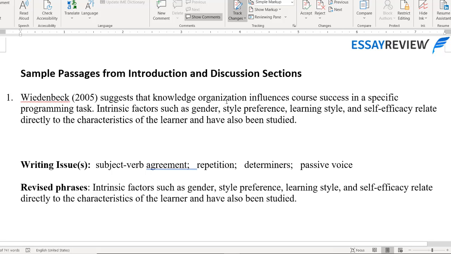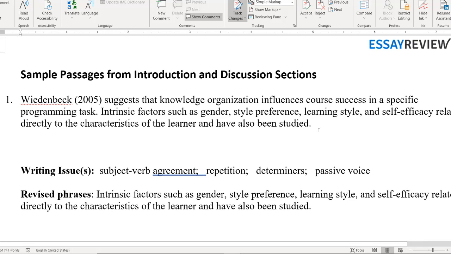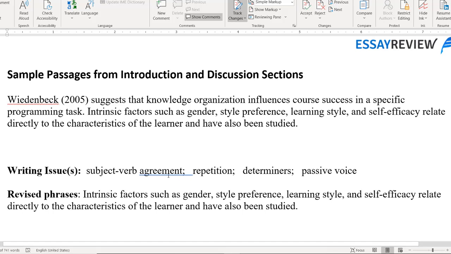Weidenbach, 2005, suggests that knowledge organization influences course success in a specific programming task. Is there anything wrong with that sentence? I think it's okay. These are actual samples. I've modified them a little bit, but I think this one's okay, but could we make it better? What should be first? Okay. Weidenbach suggested that knowledge. Yeah, depending on the formatting, we might use past tense.